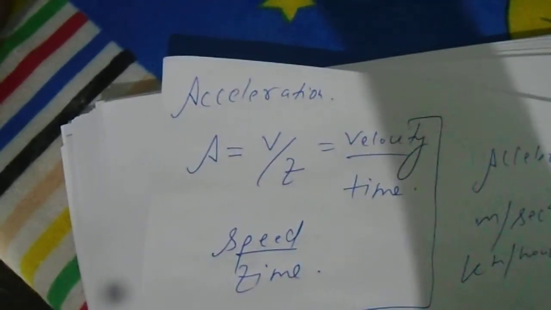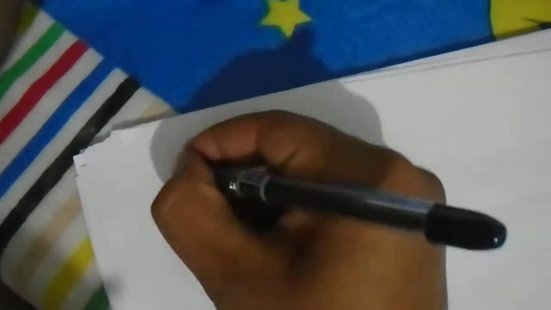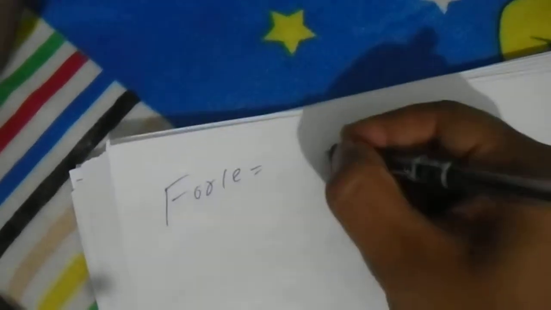Now from acceleration we move on to the formula of force. Force is given by mass multiply acceleration. Force is denoted by kg meter per second square or Newton. We have three laws of motion given by Newton: Newton's first law, Newton's second law, Newton's third law, which we will discuss in the upcoming videos. Right now we will only discuss the basic formulae which are used for solving numericals in physics.